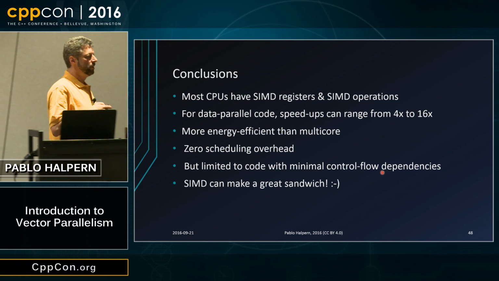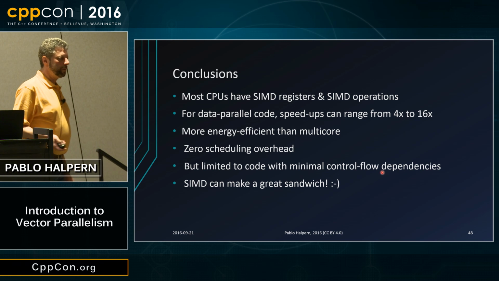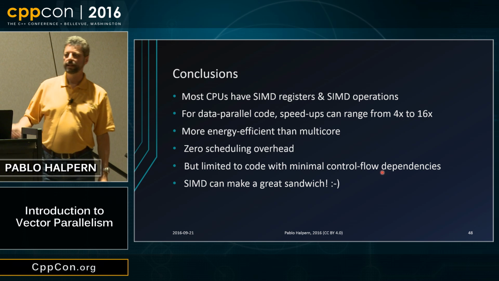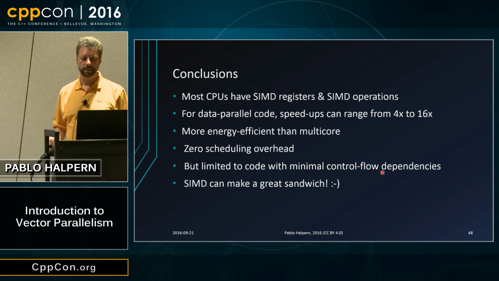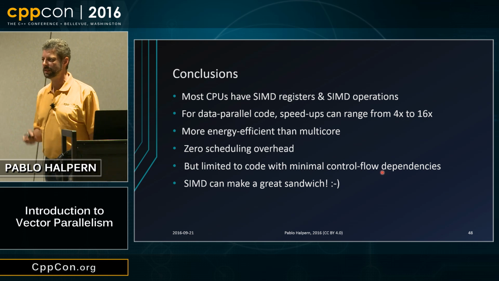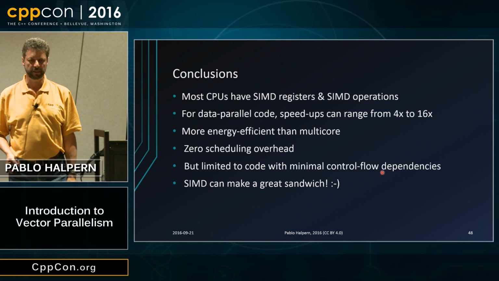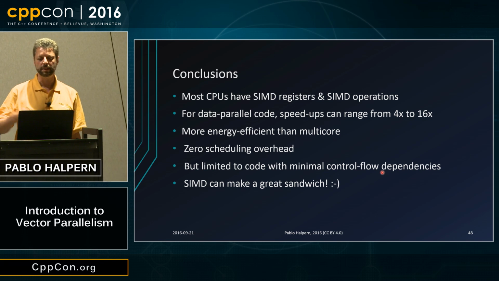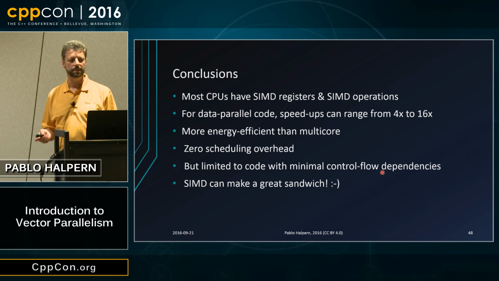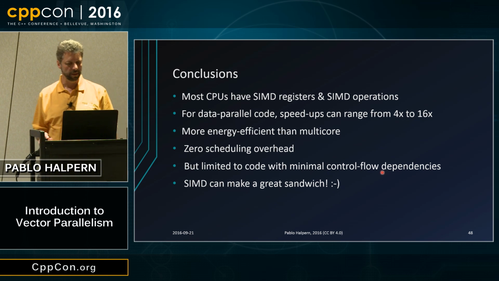So use those SIMD units. It is a little bit of a black art that we're still catching up with standardization and so on, but for data parallel code, you can get these big speedups because that hardware is in there and it's very energy efficient, and you don't want to leave that performance on the floor. You don't get the scheduling overhead of other kinds of parallelism, so it works better for small computations.